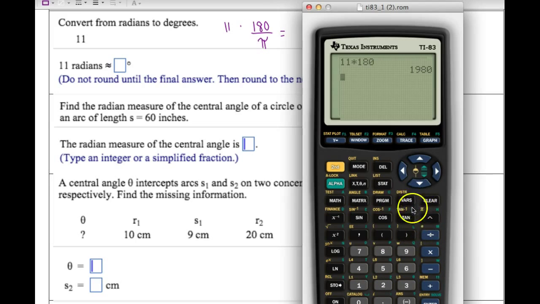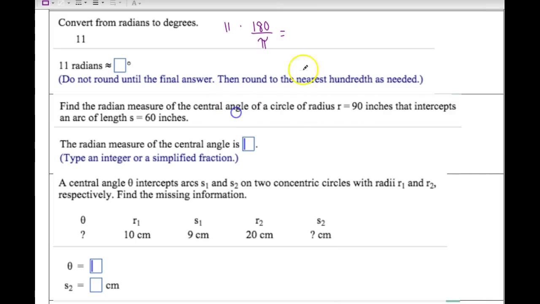It's a good idea to get into a habit of using the pi button and not 3.14, because sometimes it won't give you an exact answer if you use 3.14. So I'm going to divide by second pi. As much as possible, try to use the pi button. And that's what you get. 630.25 degrees.